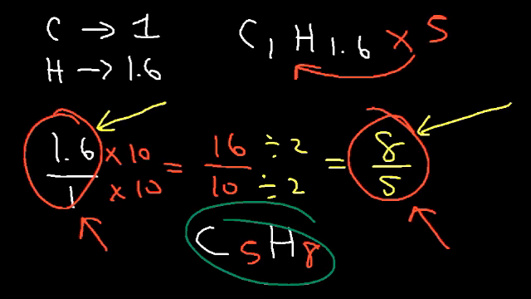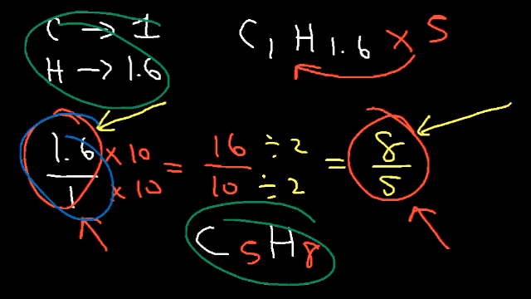And so if you get a decimal whenever you're dealing with the empirical formula, convert it into a fraction, and then multiply top and bottom by 10 until you get just whole numbers and reduce the fraction. And that's how you can find the empirical formula.